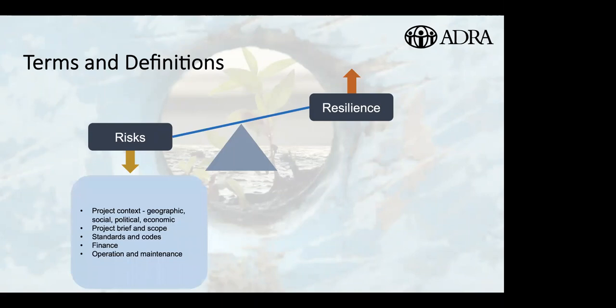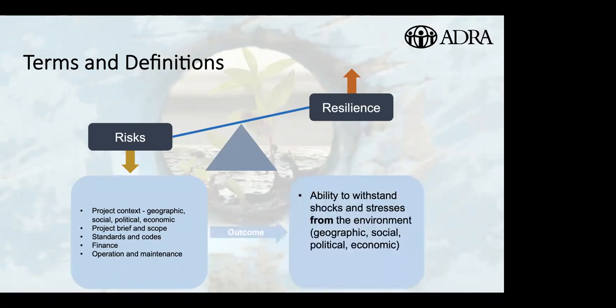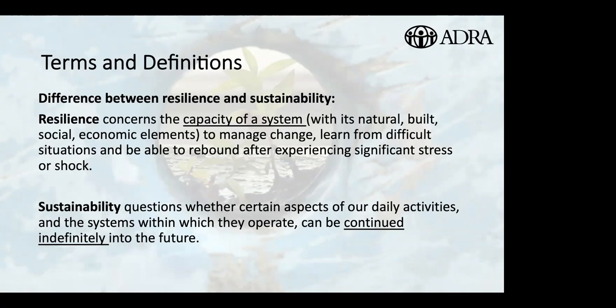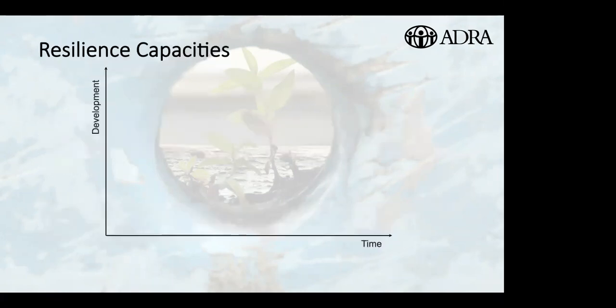So the same principle applies to every project context. It applies to standards, the finances, the operating and maintenance standards that we have, because if we reduce risk, then we are essentially increasing resilience on a broader scale. So resilience deals with the capacity of systems to manage and bounce back from a shock and stressor. But sustainability looks more at continuing development indefinitely without affecting the future.